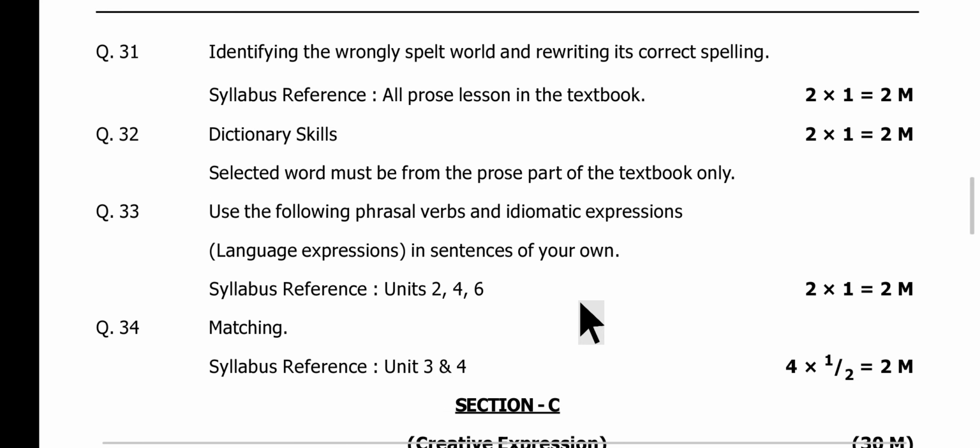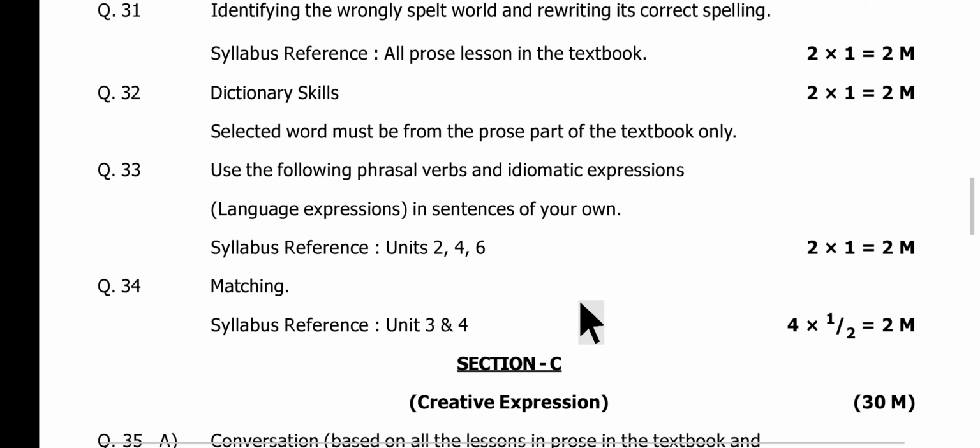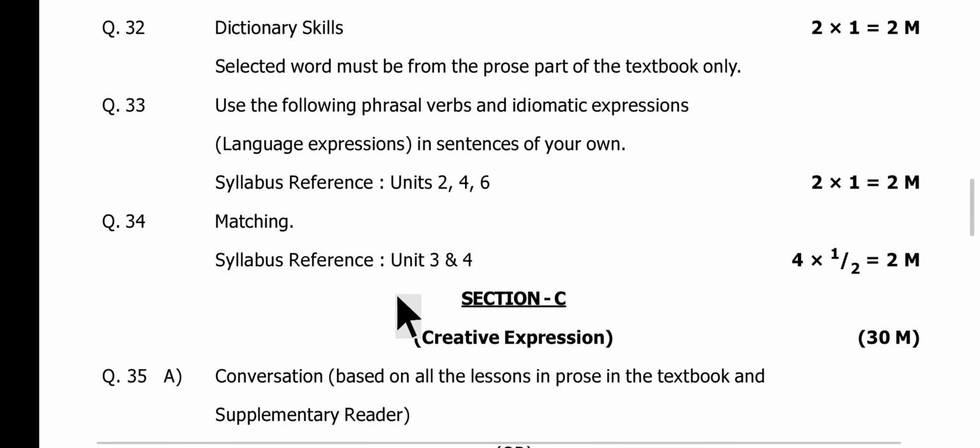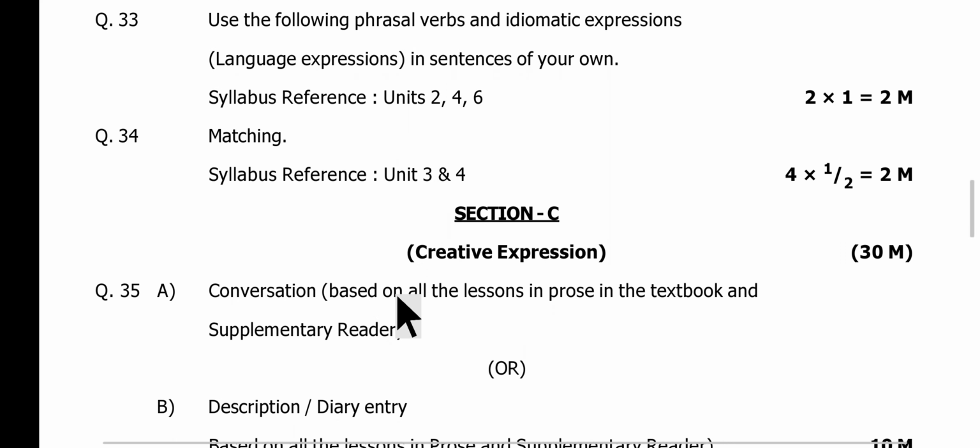32. Dictionary skills. 33 and 34. This is our words and expressions, workbook related phrasal verbs and idiomatic expressions. We have to make use of the given verbs and idiomatic expressions in terms of framing sentences on our own. Syllabus reference is Unit 2, 4, 6. So here chapter, not unit. So the third 34 question item is matching. Syllabus reference is Unit 3 and Unit 4.